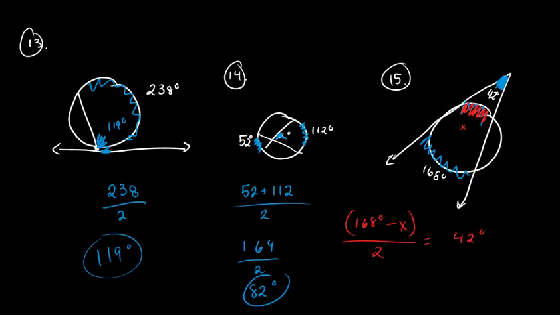So my first step is to multiply by 2. 168 minus x equals 84. And then I'm going to move x to the other side. So 168 minus 84 equals x. It's going to be 84 degrees. Alright, so x is 84.